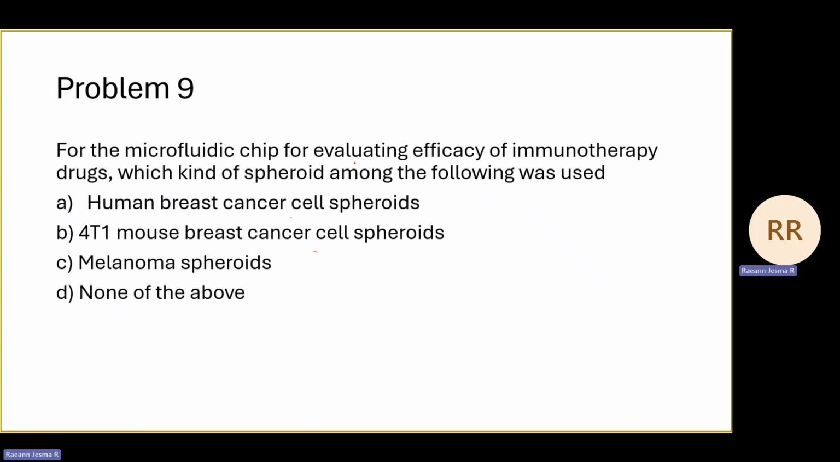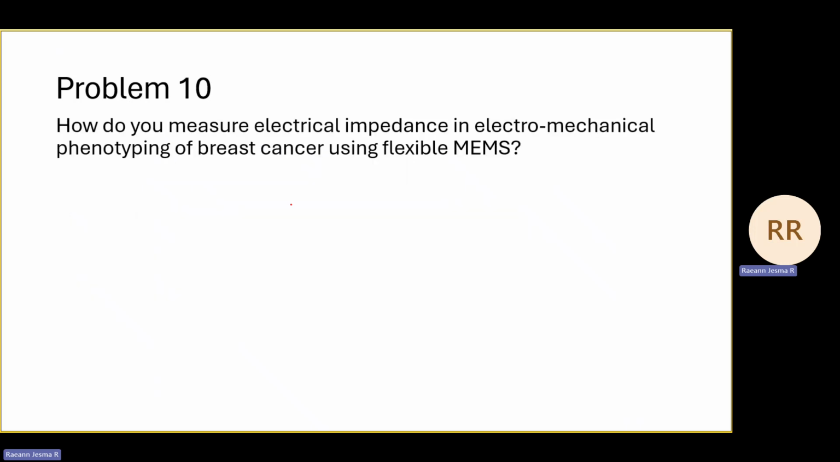So which kind of spheroid are we using? The correct answer is option B, which is mouse breast cancer cell spheroids. Okay. So now let's move on to the next question, problem 10.